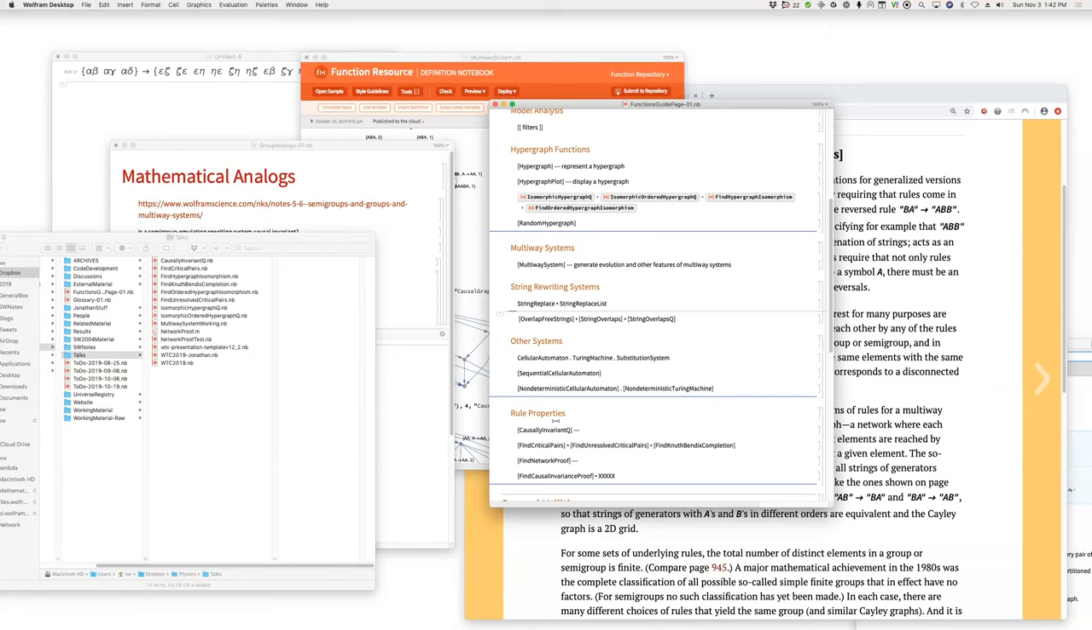Okay, so hold on a second. So you're saying, okay, so checking this off, and again, what's the state of committing these to the function repository? And what's the API that they require from the underlying evolution functions?